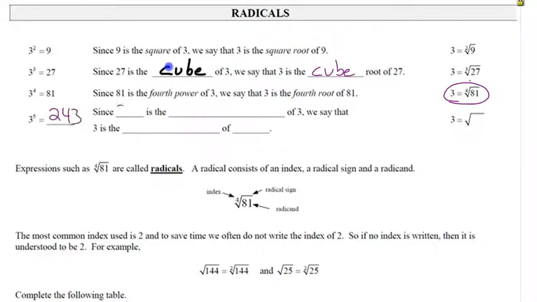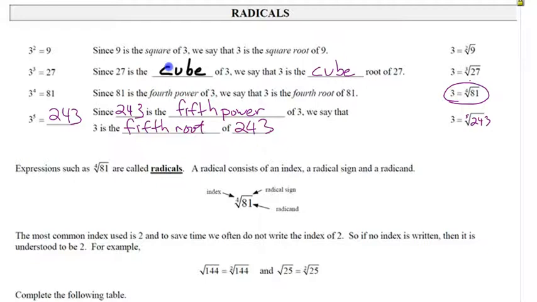243. Since 243 is the 5th power of 3, we say that 3 is the 5th root of 243. Right? And so how do we write that? What do I have to put where? 5. So 5 there, 243.